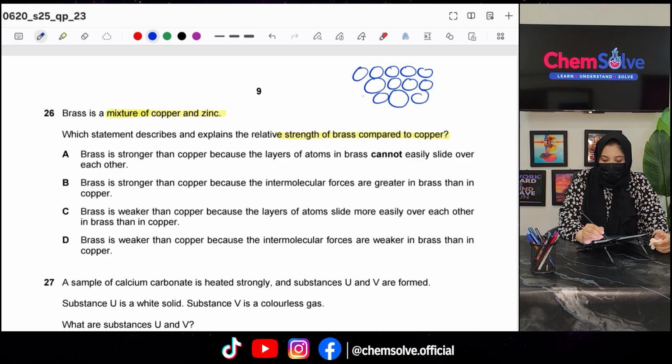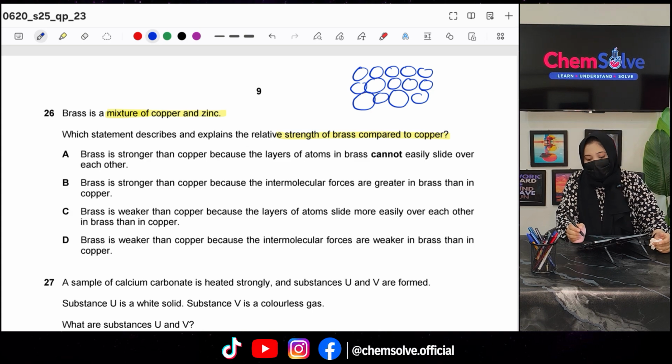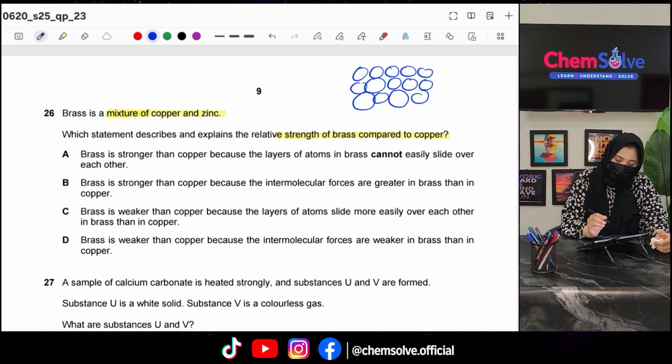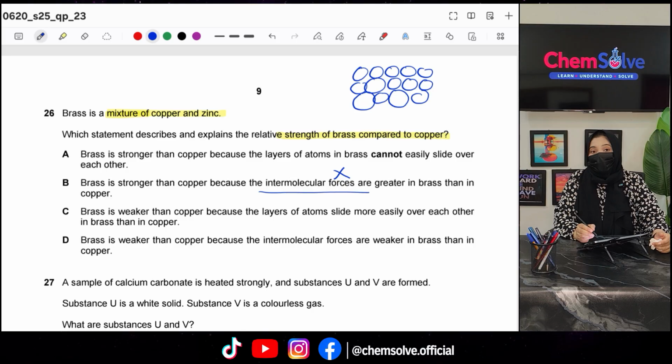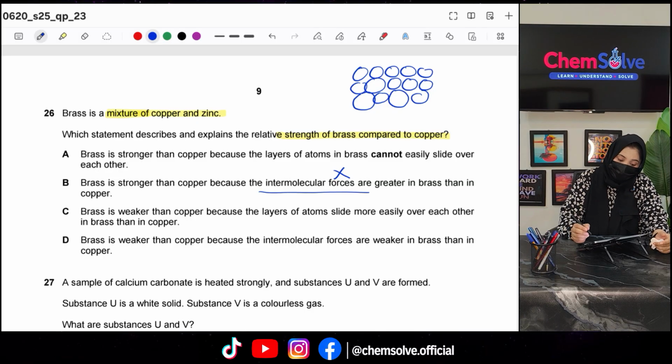And due to this difference in size, they cannot easily slide over each other. So it seems to be the correct option. Just look at the other options as well. Brass is stronger than iron because of intermolecular forces? No, alloys don't have intermolecular forces. Instead, they have the force of attraction between oppositely charged ions, positively charged metal ions and free or delocalized electrons. So this is incorrect.